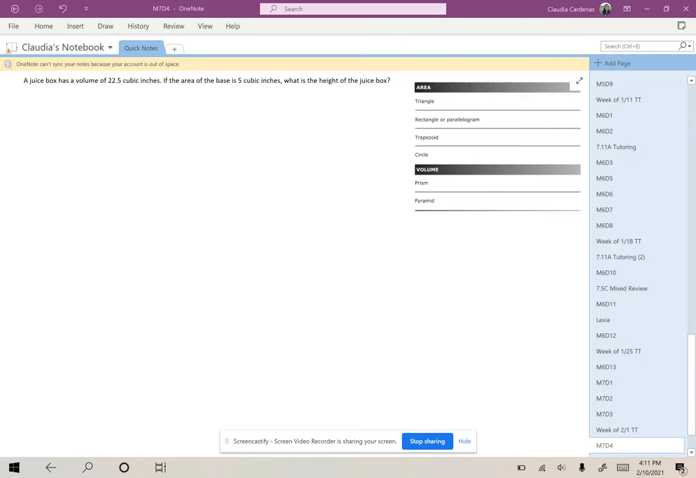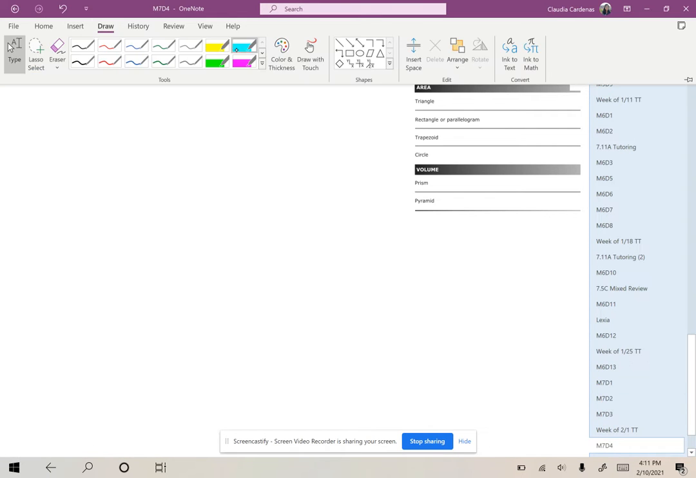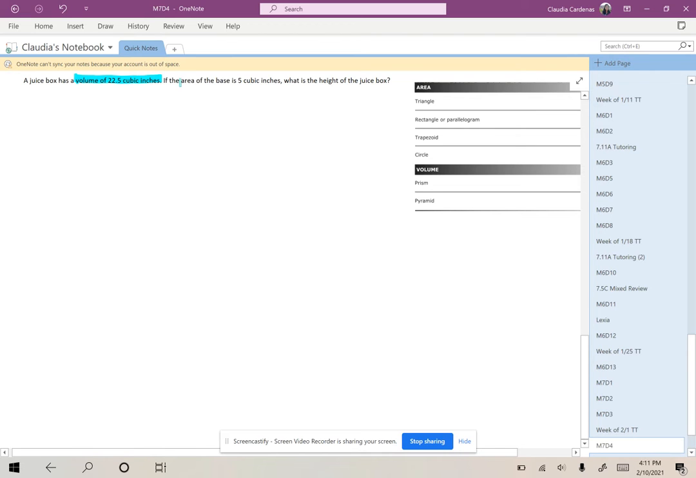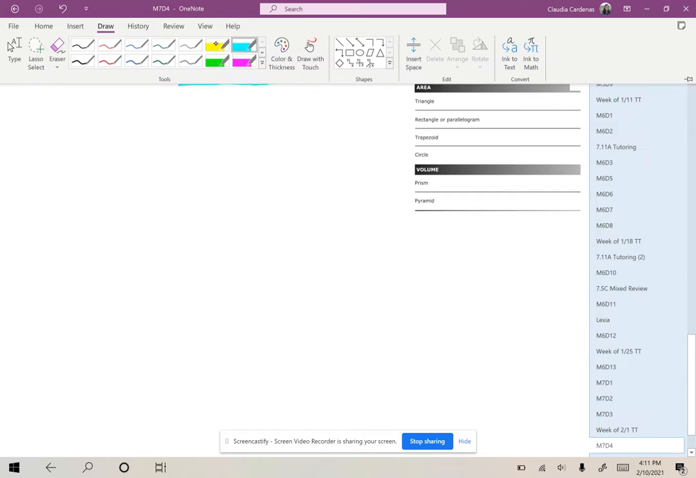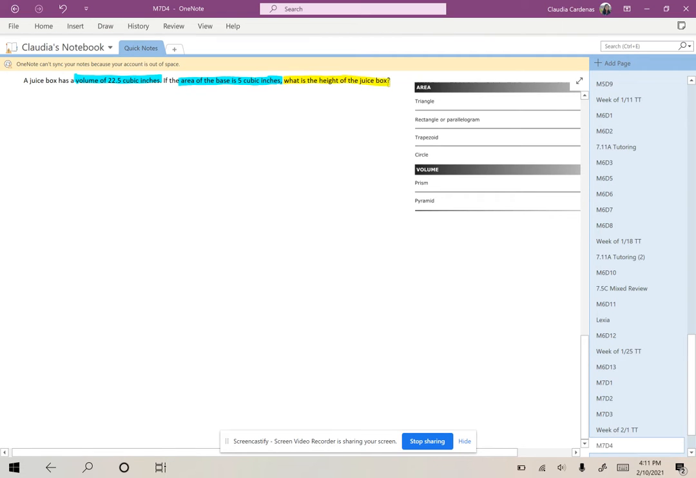Well, first, let's think about it. We are given the volume of 22.5 cubic inches, and we are given the area of the base is 5 cubic inches, and the question is asking what is the height of the juice box. A lot of the vocab words that I'm hearing remind me of a formula that we talked about yesterday. What formula would I need to start solving this problem?